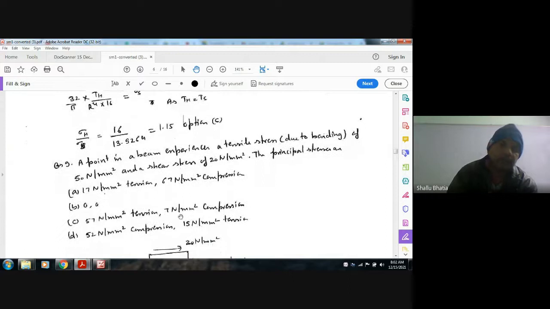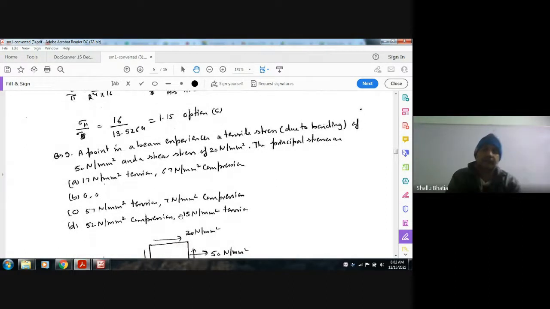A point in a beam experiences a tensile stress due to bending of 50 Newton per mm square and a shear stress of 20 Newton per mm square. The principal stress is: option A, 17 Newton per mm square tension; B, 67 Newton per mm square compression; C, 57 Newton per mm square tension, 7 Newton per mm square compression; D, 52 Newton per mm square compression and 15 Newton per mm square tension.